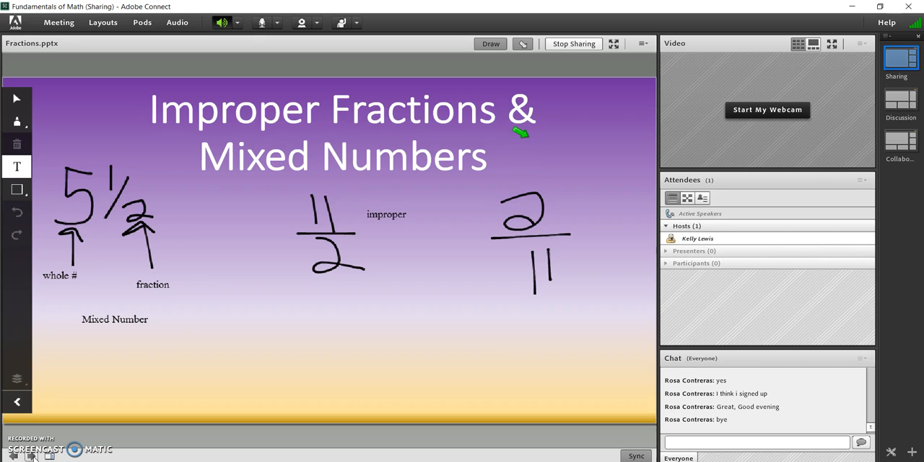Okay, improper and mixed numbers is really in the next video, but I still want to talk about it. So a mixed number is called a mixed number because there is a whole number, 5, and a fraction, like 1/2. So it's a mixed number because it's got whole and fractions. And then an improper fraction is another way to write a mixed number.